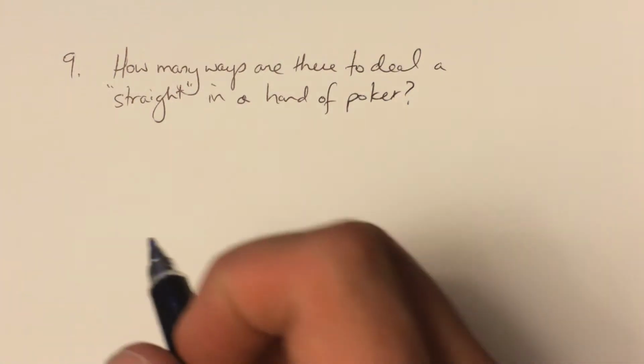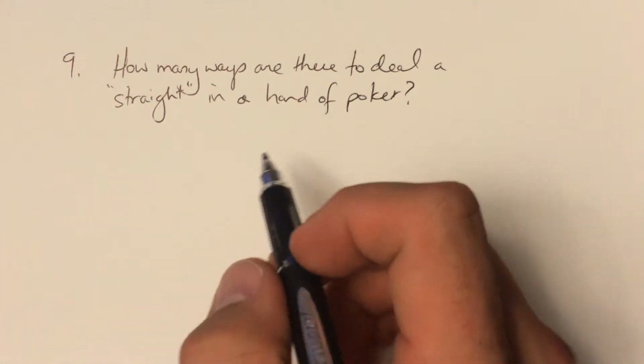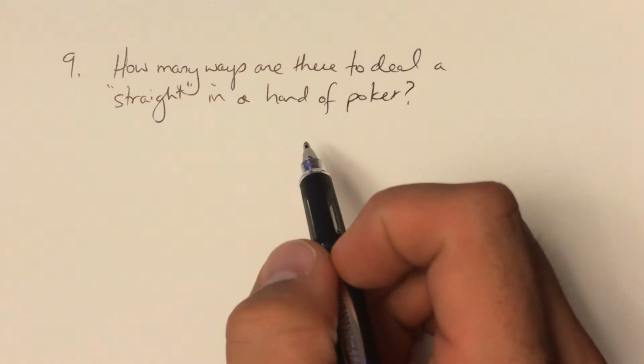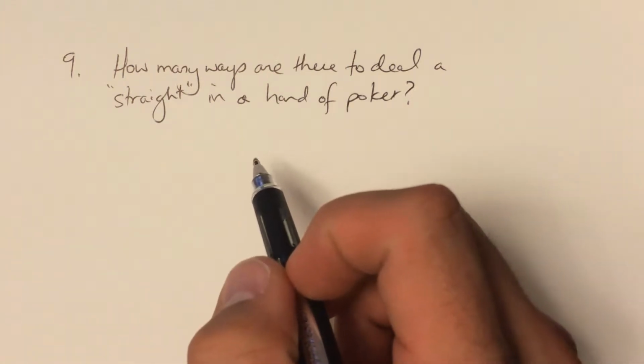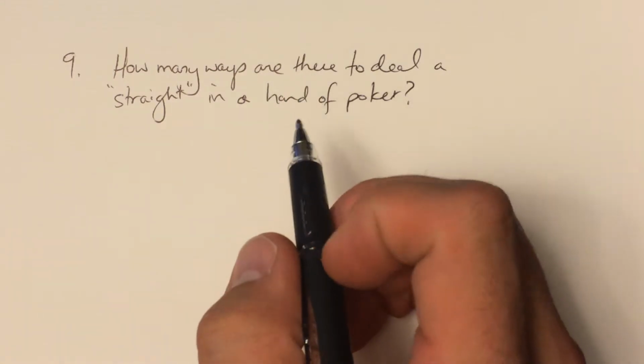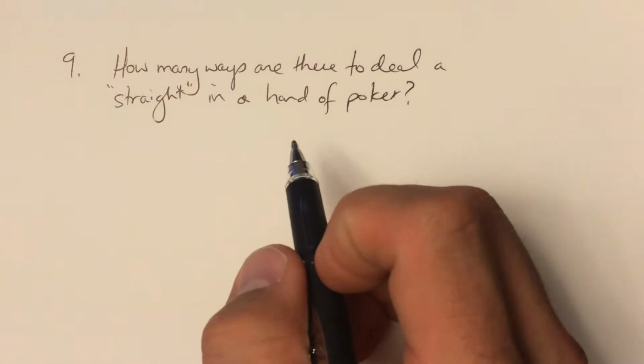Here's question 9 from your early October combinatorics assignment. How many ways are there to deal a straight in a hand of poker? I gave you a couple of examples, but a straight is made up of 5 consecutive cards, like 2, 3, 4, 5, 6, or 10, jack, queen, king, ace.